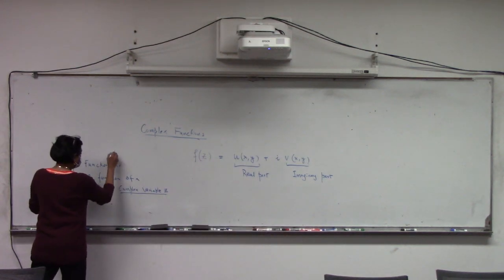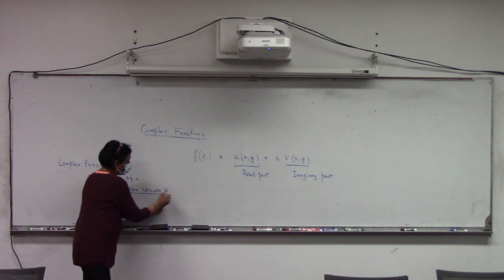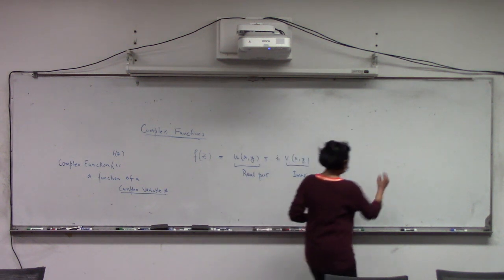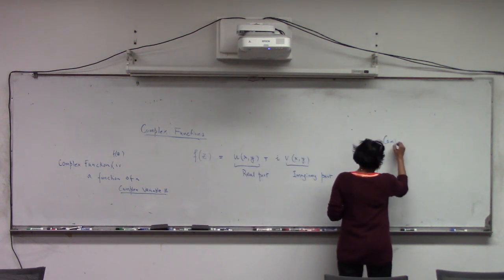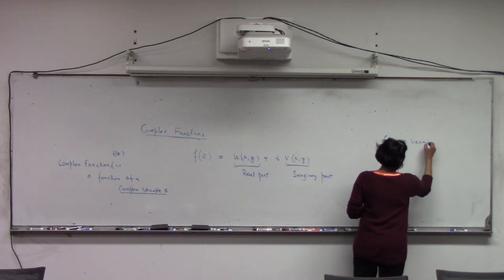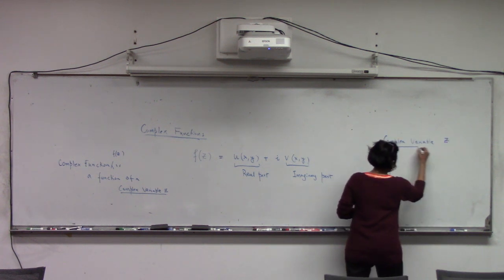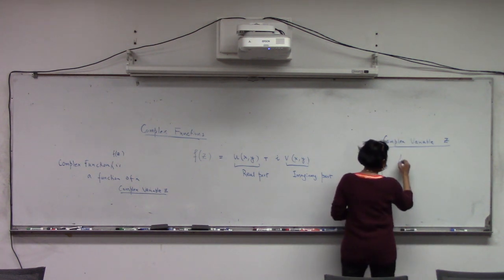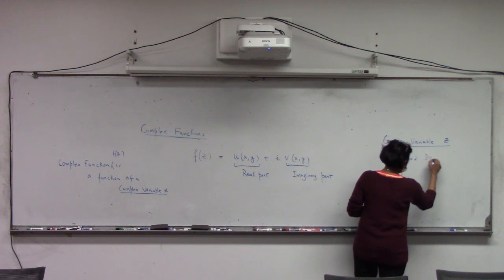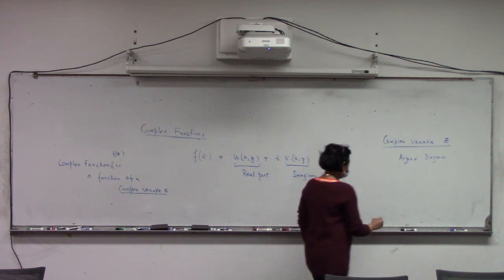So we have a complex function f of z, okay? And what's a complex variable? We need to know how to represent a complex variable first, right? There are one or two ways of representing a complex variable z. We'll use what's called an Argand diagram. That's the typical way to denote a complex variable.